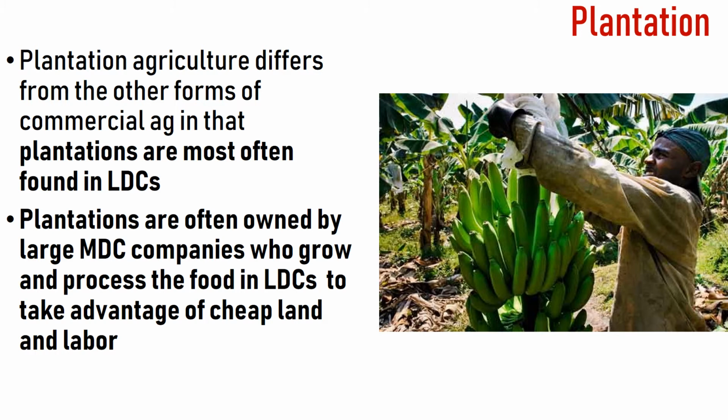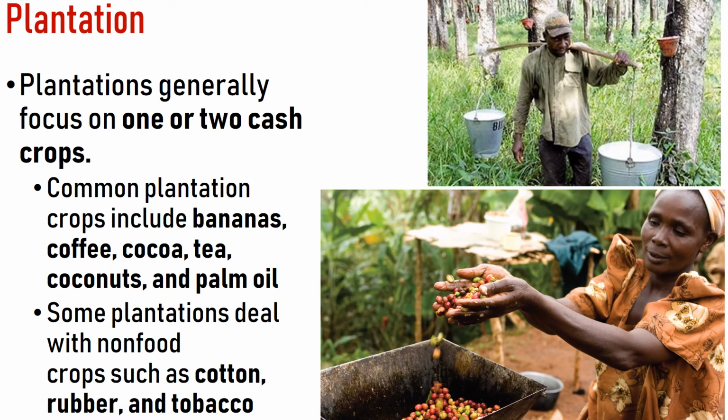We've seen this as an example in the chocolate film, the idea that there's people in these countries growing these cacao beans and never having chocolate in their life. This is exactly what we're talking about. Now, plantations generally focus on growing 1 to 2 crops, and most of the time, 9 times out of 10, it's going to be a cash crop.